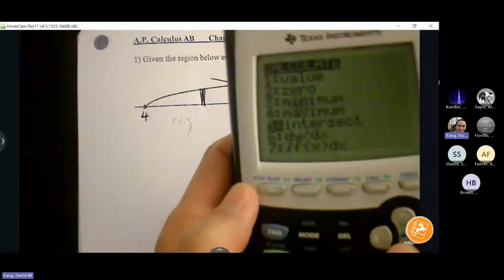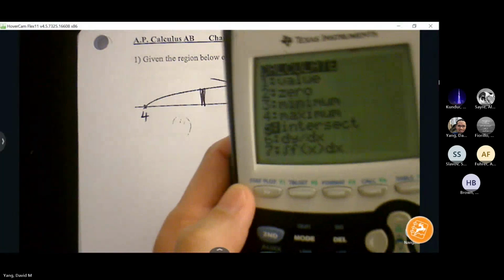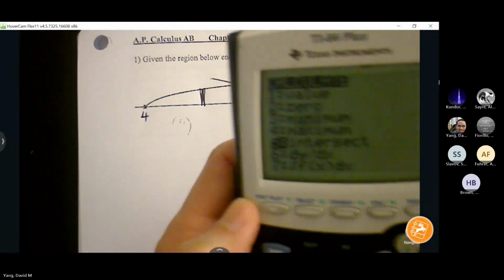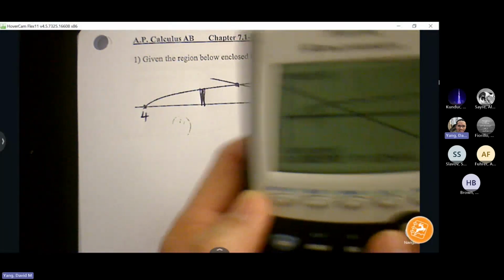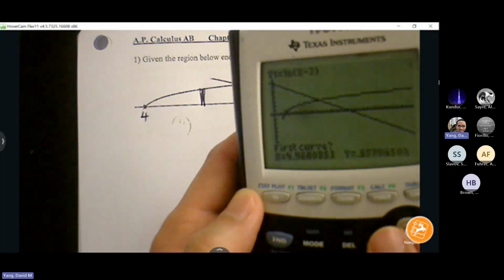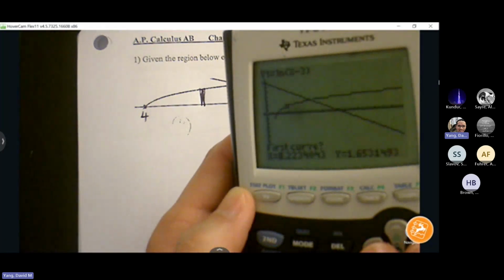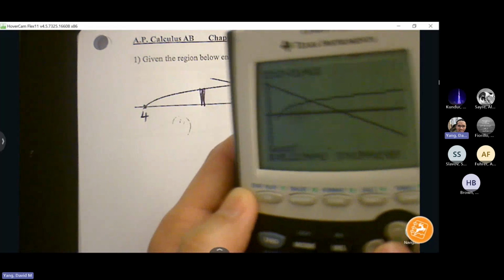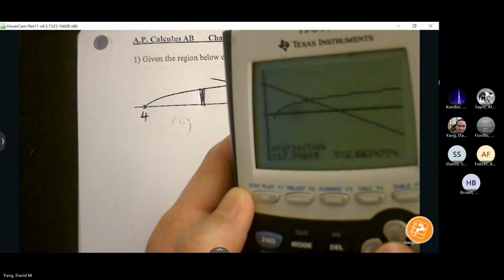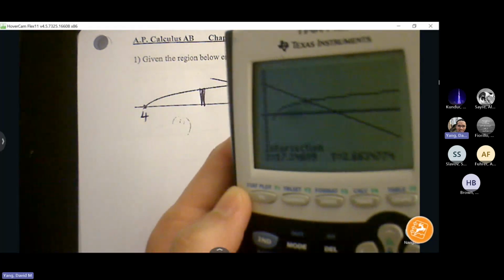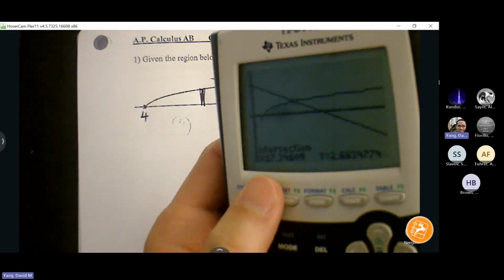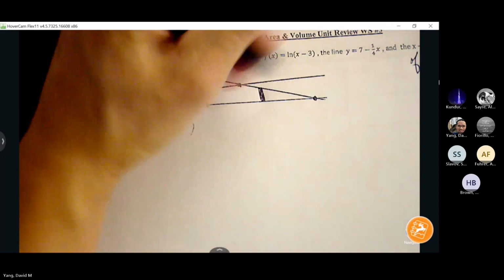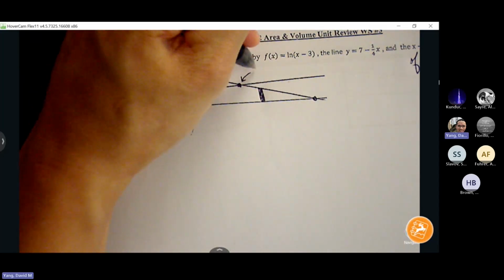Second trace, intersect. I want to find the intersections of my two graphs. So I'll pick a point on the curve, pick a point on the line. I'm going to write both of those, the full ordered pair. Right now, though, I only need the x.